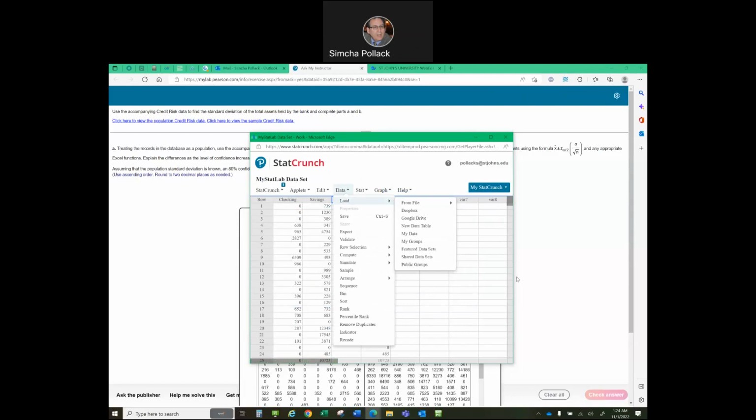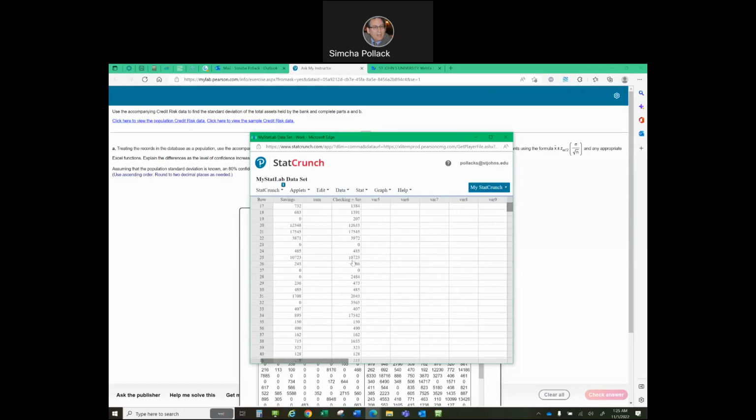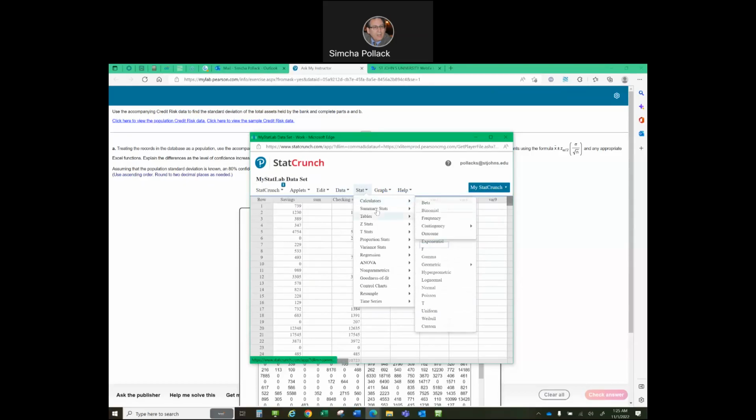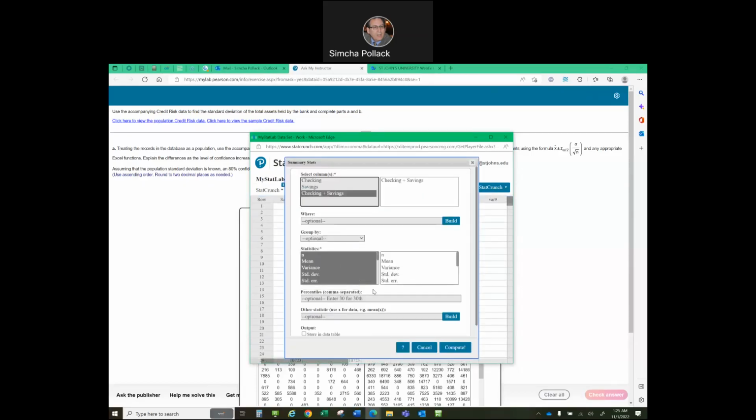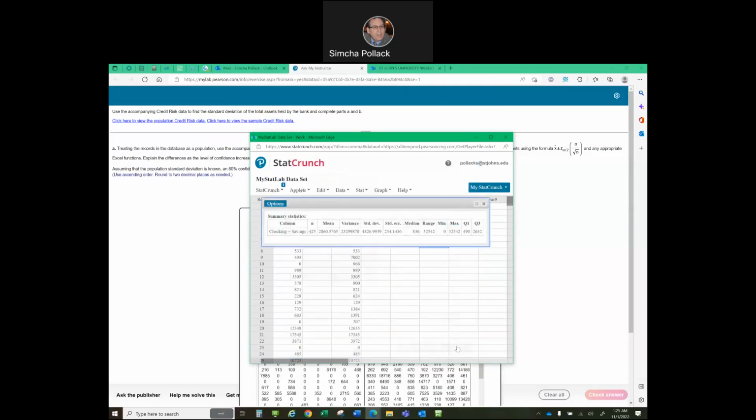We don't need this column anymore. And now we can summarize this column. If you recall, it has lots of data, hundreds of numbers, the whole population. To Stat, Summary Stat, Column. This is the column. We really want the standard deviation only, but we might as well get everything. Say compute, and the standard deviation turns out to be an unusually large 4826.99. Let me copy that.